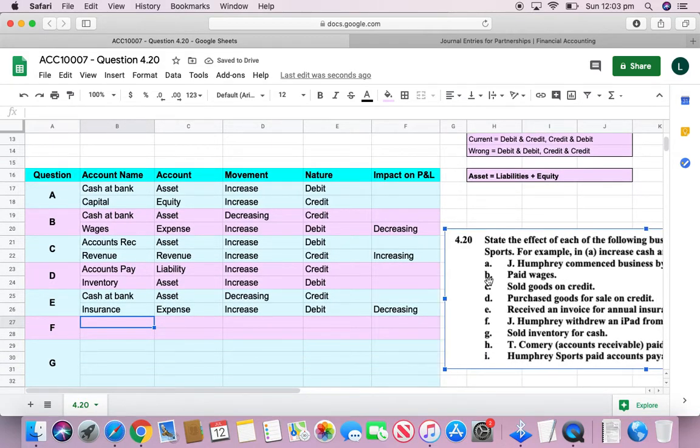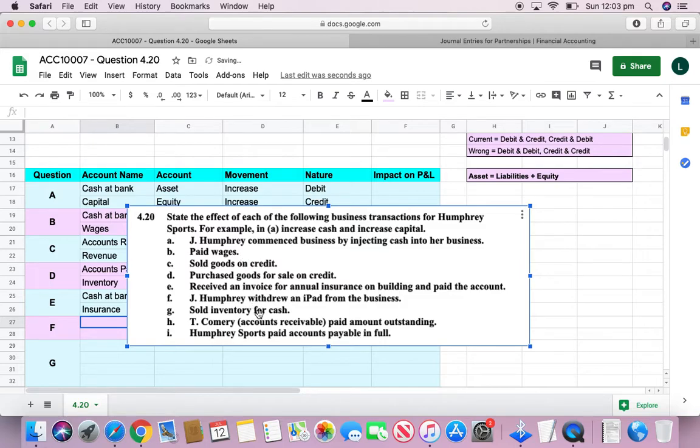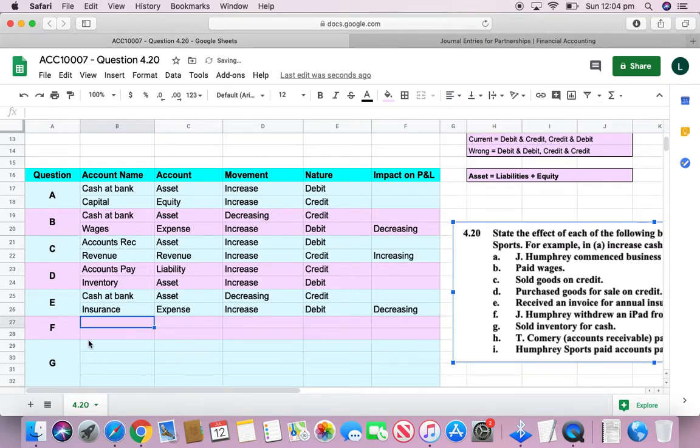Number F. So I'll bring this over here. J. Humphrey withdrew an iPad from the business. So this is the director withdrawing an iPad from the business. So we know we probably wouldn't have an account called iPad. We would call it probably office equipment, which is an asset.